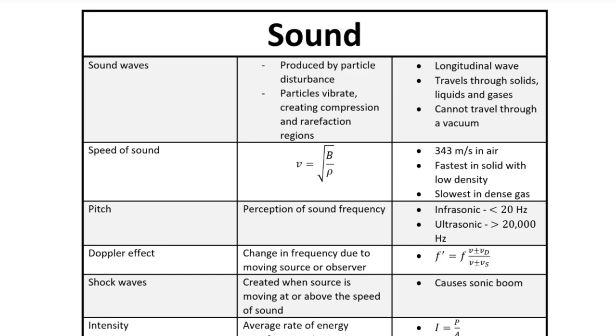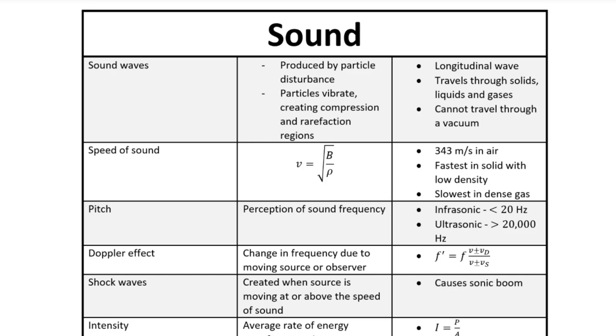Different frequencies of sound are detected by our ears as a difference in pitch. Our ears are only sensitive to a certain frequency and pitch range, namely from 20 Hz to 20,000 Hz. Any waves below 20 Hz are known as infrasonic waves, and any waves above 20,000 Hz are known as ultrasonic waves.